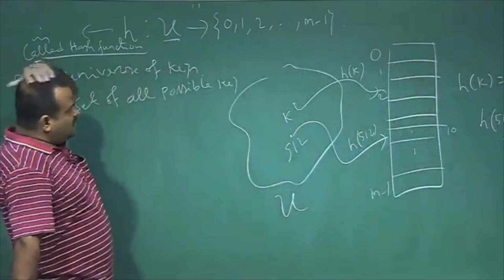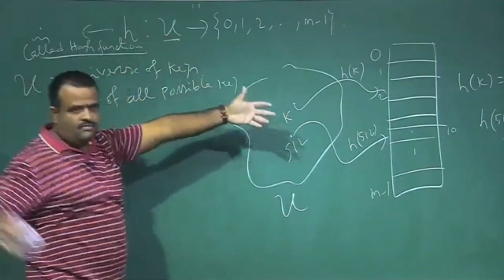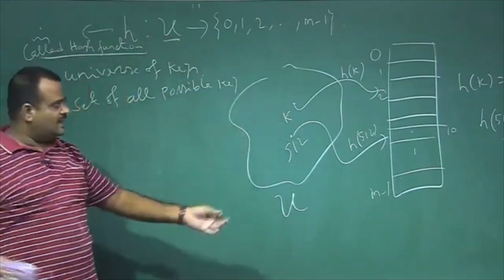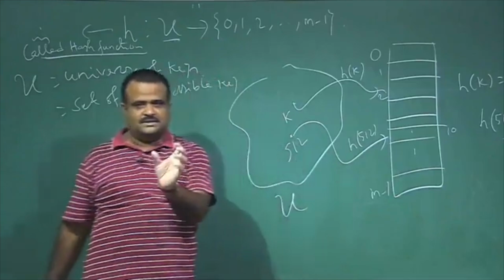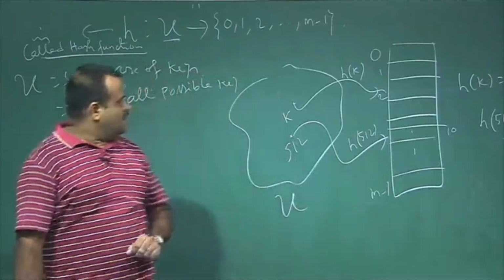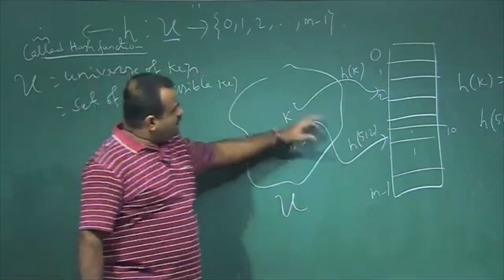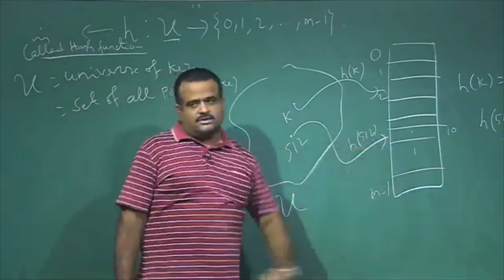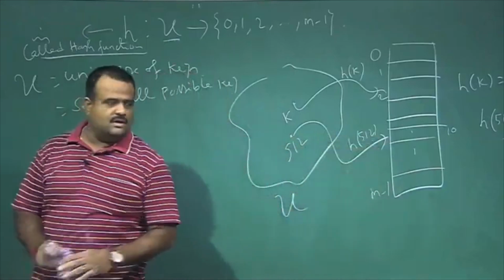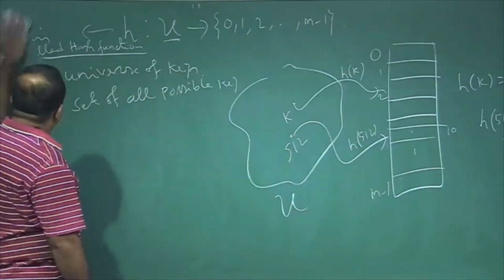So, it is basically a function which takes a key, which could be of any arbitrary length, and maps it to a fixed, smaller size. It is just a mapping from the key to the slot it hits. So, this is called a hash function.